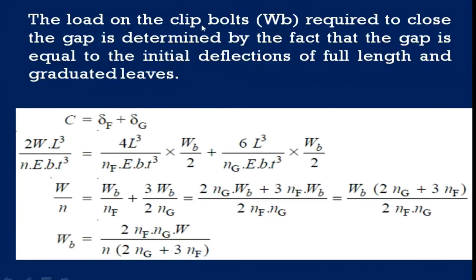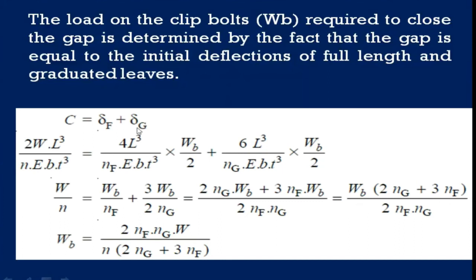Now the load on the clips required to close the gap is determined by the fact that the gap is equal to the initial deflections of full length and graduated leaves. So what is the deflection formula? WFL cube divided by this one. Instead of WF, you substitute. Since the load on the bolts is WB, it is equally shared by graduated leaves and full length leaves. That's why for full length leaves, it is considered as WB by 2. For graduated leaves, it will be considered as WB by 2.